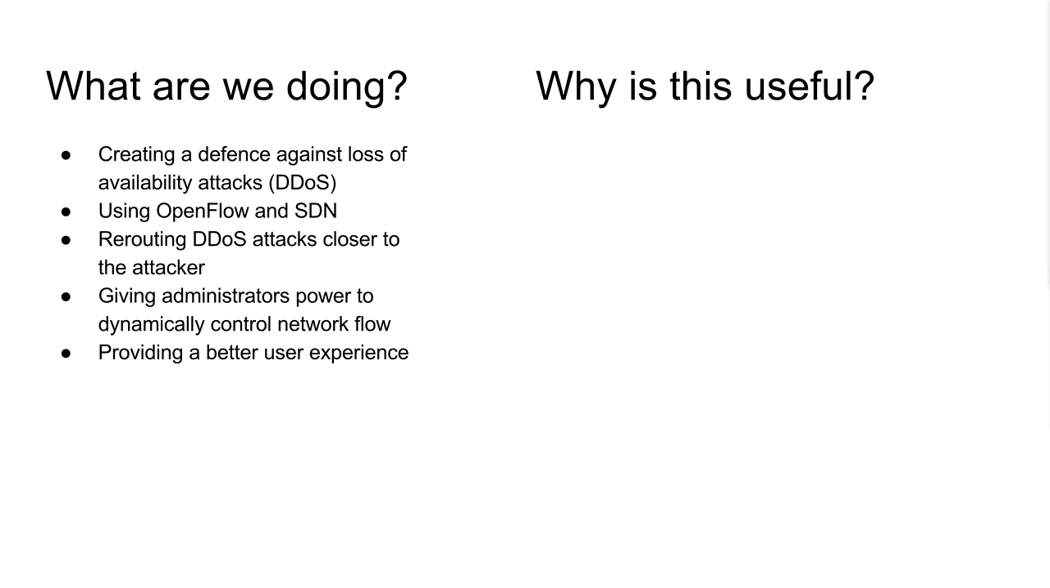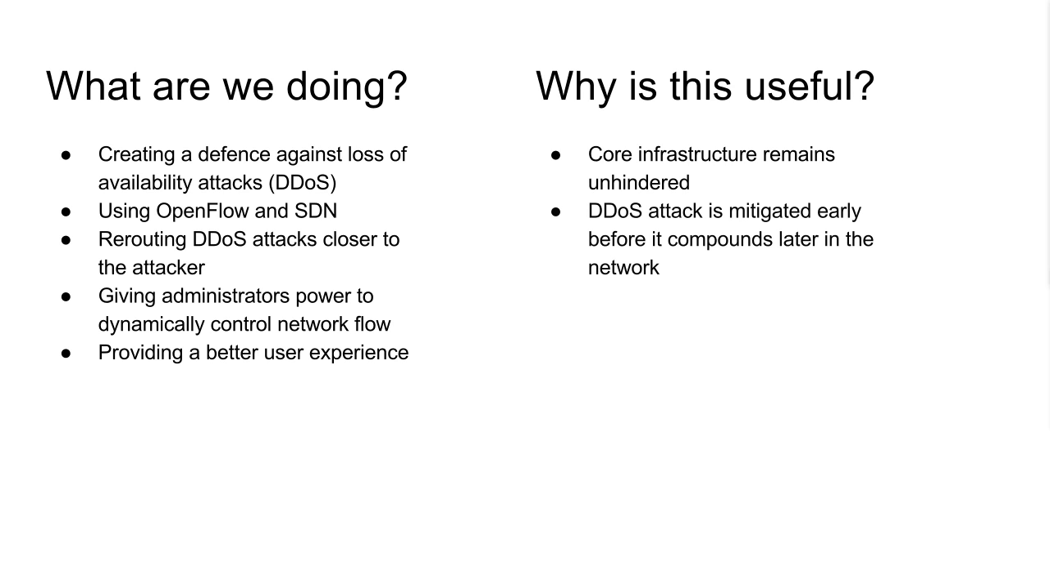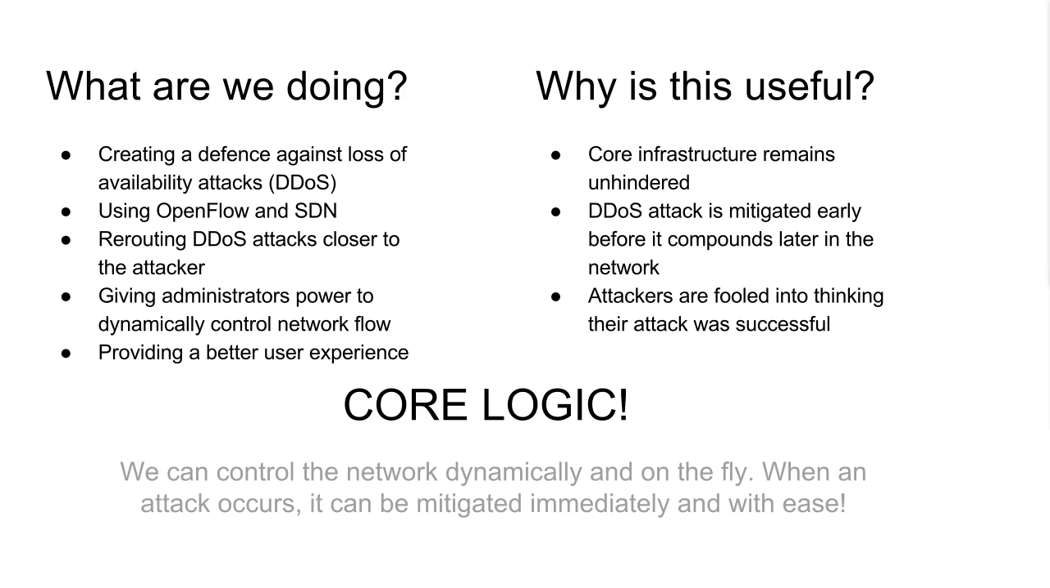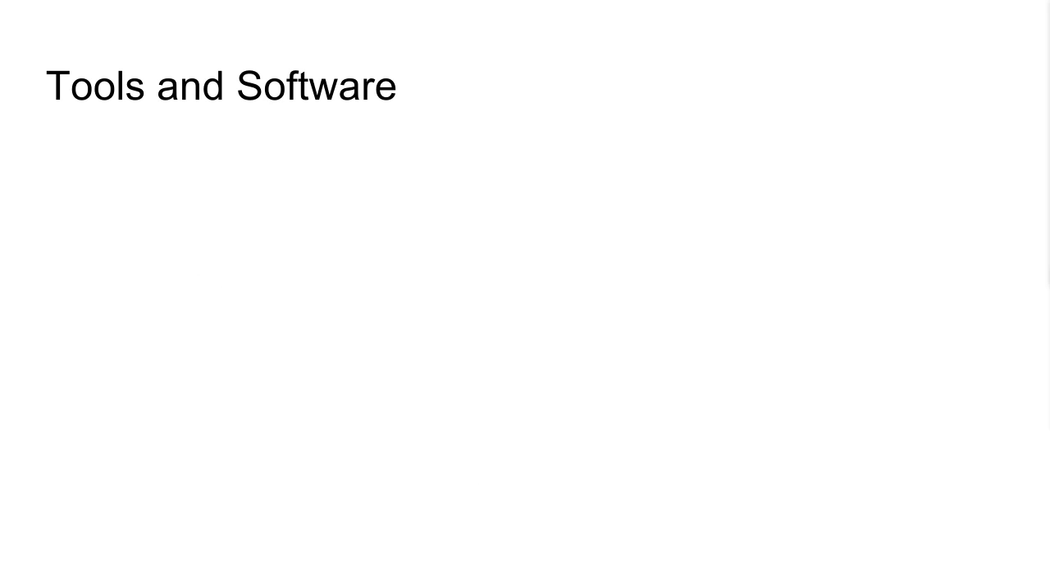So why is this useful? Well, our core infrastructure will remain untouched by attacker traffic. We can prevent attacks before they impact those important services and servers. And we can fool the attacker into thinking that their attack was actually successful, while regular users can pretty much keep on using the system without interference. So the core logic of our system is that we control the network dynamically and on the fly. When an attack occurs, it can be mitigated immediately and with ease.